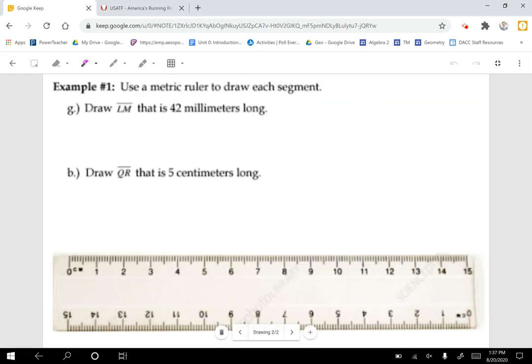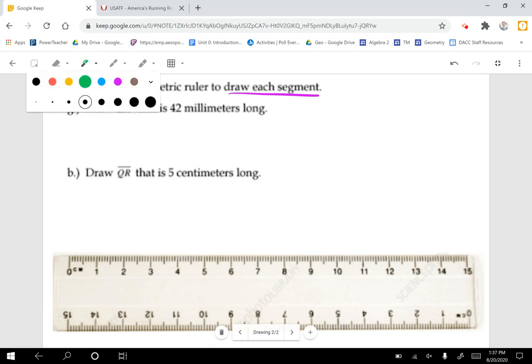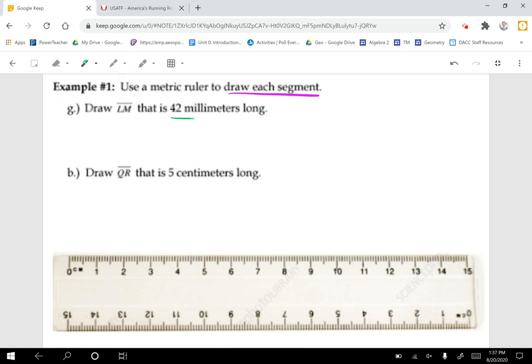All right, so let's do a little bit of practice here. On the bottom of page 1, we're going to just draw two segments. So I'll draw the first segment, and I'll let you practice the second one on your own. So we're looking for 42 millimeters. This is a centimeter ruler. So if you ever need a quick conversion, just know that 10 millimeters equals 1 centimeter.